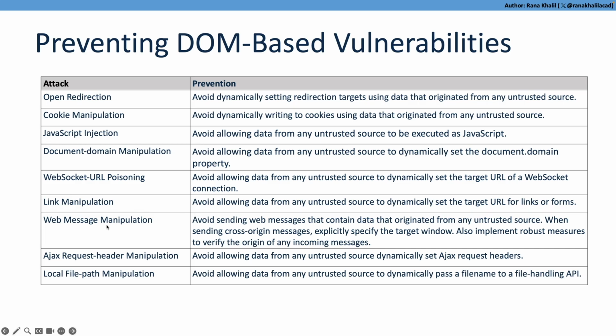For web message manipulation, you want to avoid sending web messages that can contain data that originated from any untrusted source. And then when you're sending cross-origin messages, explicitly specify the target window and verify the origin of any incoming messages. For AJAX request header manipulation, avoid allowing data from any untrusted source to dynamically set AJAX request headers. For local file path manipulation, you want to avoid allowing data from any untrusted source to dynamically pass a file name to a file handling API.